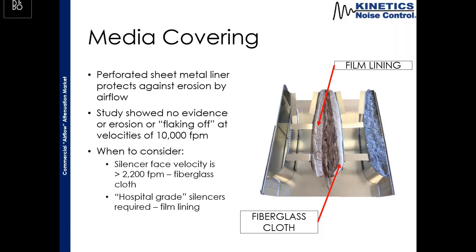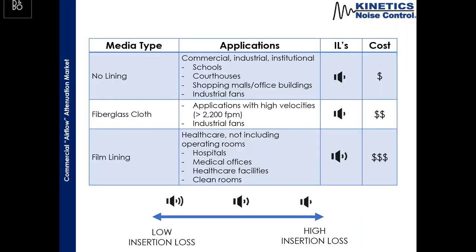So if we're getting to velocities up to 2,200 feet per minute, we might want to add a fiberglass cloth, and that fiberglass cloth just goes between the acoustic media and the perforated sheet metal. And that just stops any sort of fiber erosion at that fast velocity. We would also want to consider adding a liner if we have a hospital grade silencer. And so that just prevents any of the fibers from entering into the airstream.